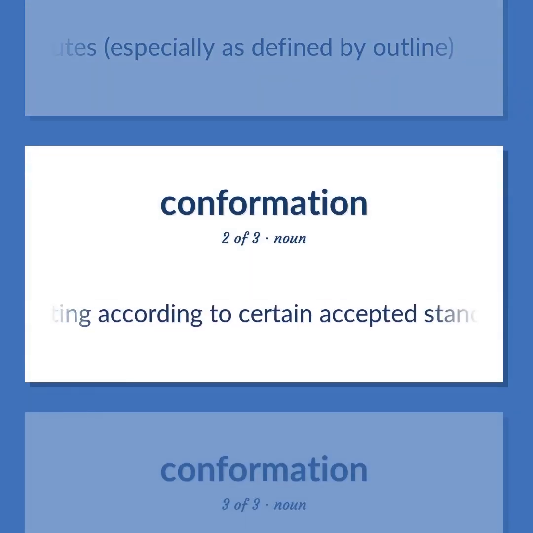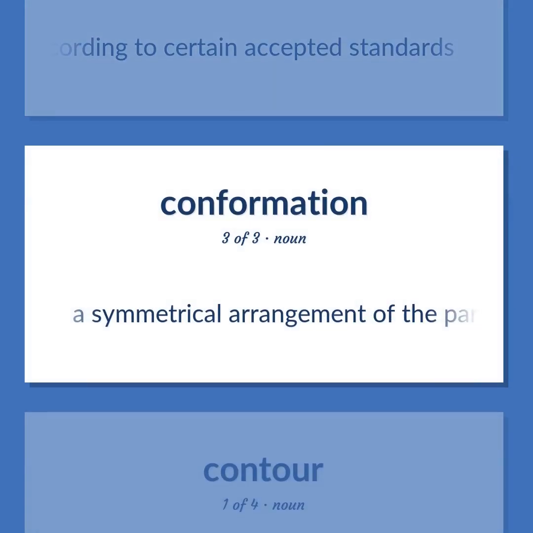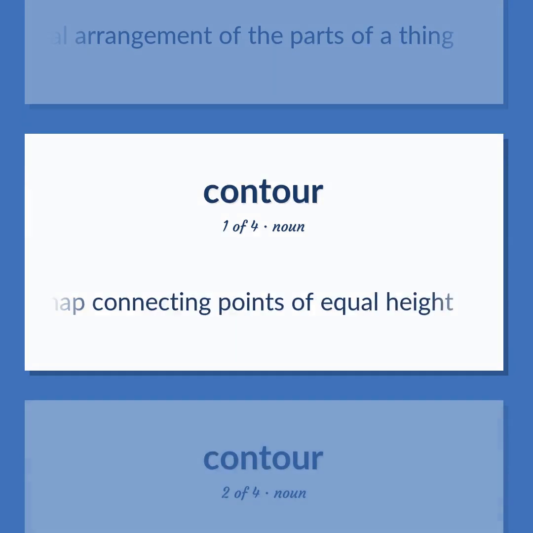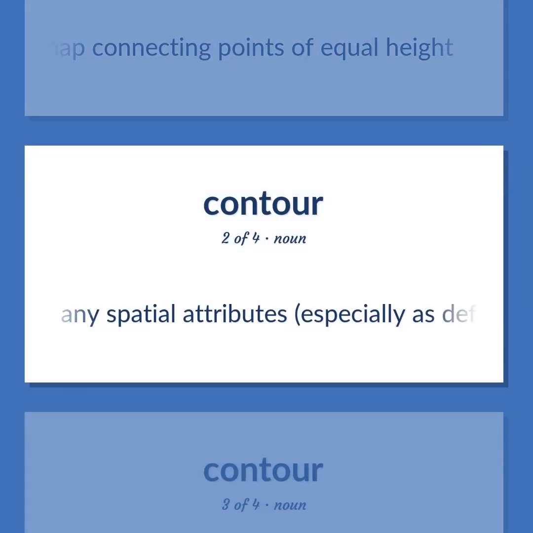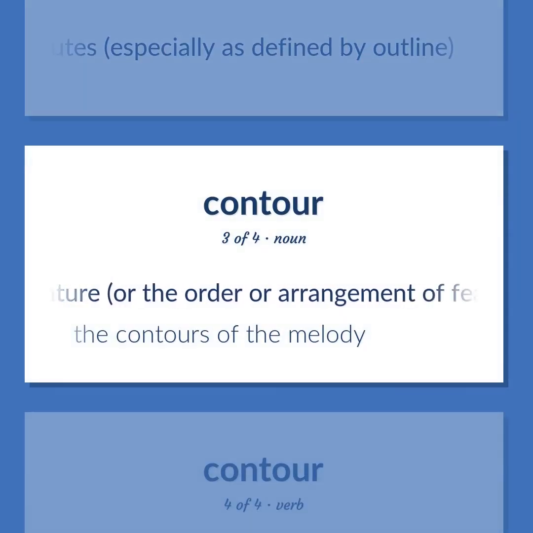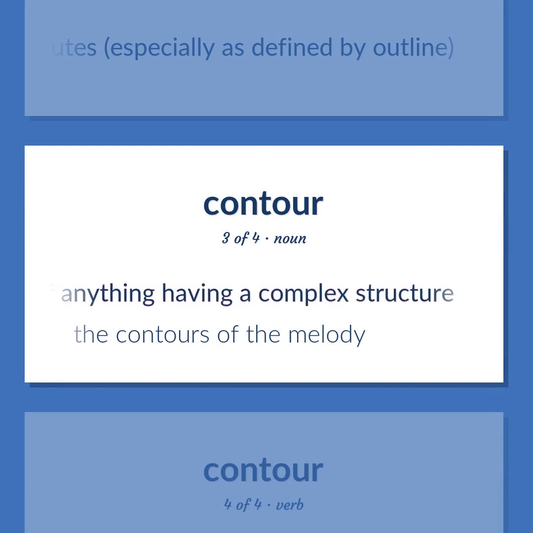Acting according to certain accepted standards. A symmetrical arrangement of the parts of a thing. A line drawn on a map connecting points of equal height. Any spatial attributes, especially as defined by outline. A feature, or the order or arrangement of features, of anything having a complex structure.